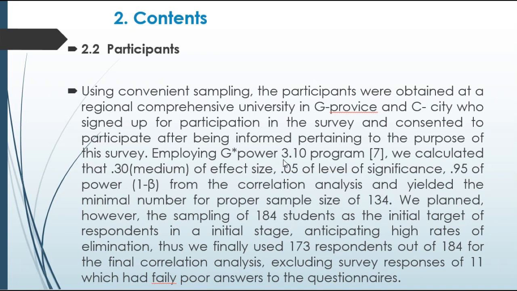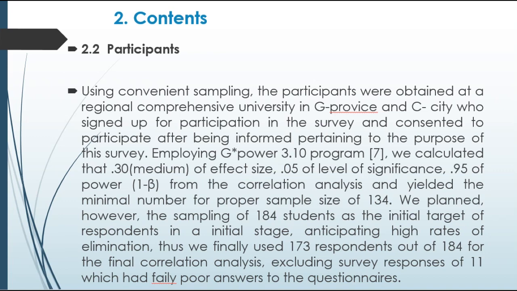Employing the G*Power 3.10 program, we calculated that an effect size of 0.30, a significance level of 0.05, and a power of 0.95 for the correlation analysis yield a minimum proper sample size of 134.